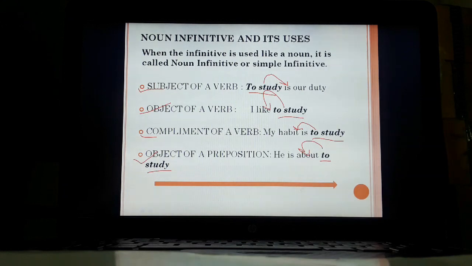Third case, complement of a verb. For example, my habit is to study. So to study is a noun infinitive. Again, why infinitive? Because here to plus the first form of the verb study has been used. So to study is a noun infinitive and it is also giving some complement to the verb. And the last case, object of a preposition. He is about to study. Again, to study is a noun infinitive and it is an object to a preposition, that is about. Hope this is clear to you.